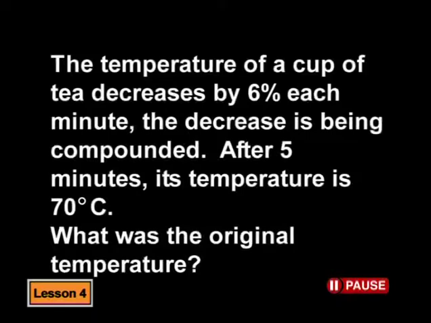Let's suppose the temperature of a cup of tea decreases by 6% each minute, and the decrease is being compounded. After 5 minutes, its temperature is 70 degrees Celsius. What was the original temperature? Hey, this seems a bit complicated. Now we're using temperature, not money. Does that mean we need to use a different formula?